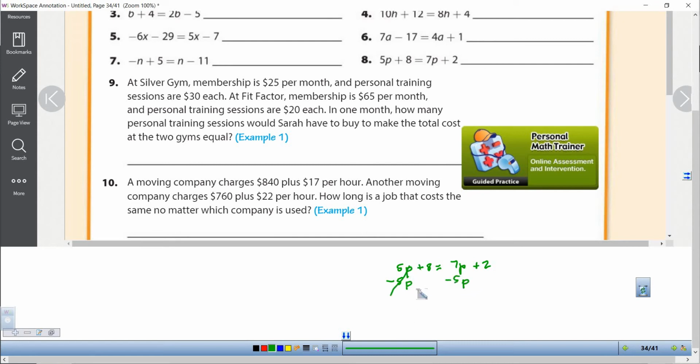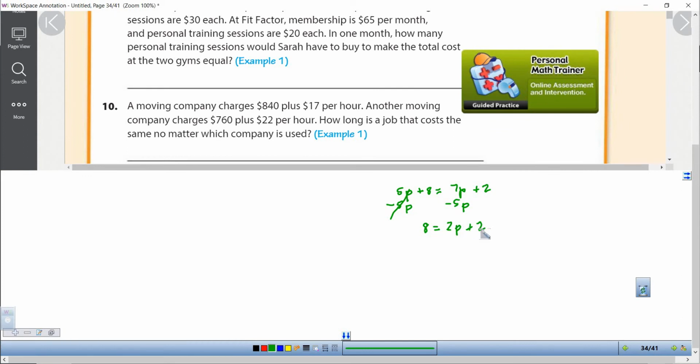When I subtract 5p's, those cancel. I get 8 is equal to 7p minus 5p is 2p plus 2. And now what do we have? We have our two-step equation, so we're going to do the opposite operations in the opposite order. They multiplied by 2 and then added 2. So we're going to subtract 2. And then we're going to divide by 2, giving us 3 is equal to p, right?